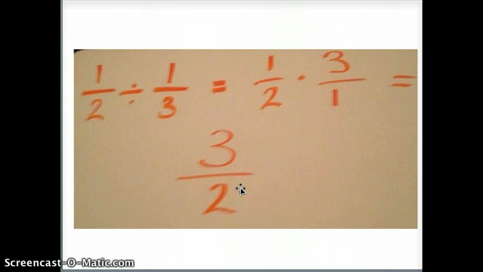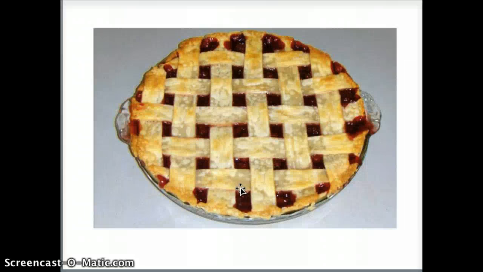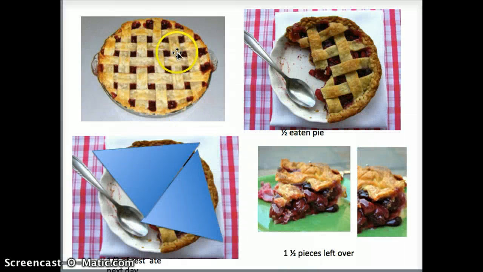To show this in an illustration for a better look, it would look like this. You start with one whole pie, so there's your whole pie, and she eats half of it, and then she wants to break it up into sections of 1/3 of the whole pie. So you end up with 1 1/2 pieces of pie left over.